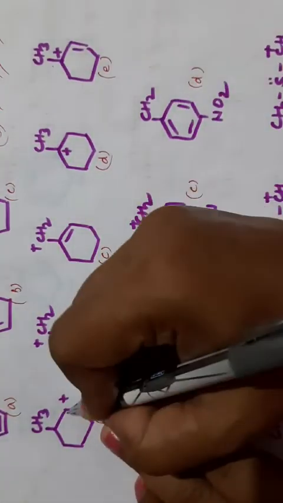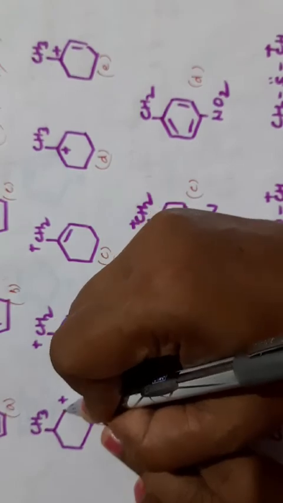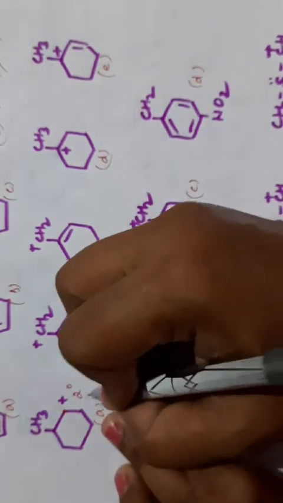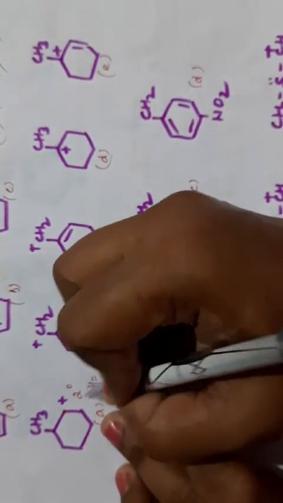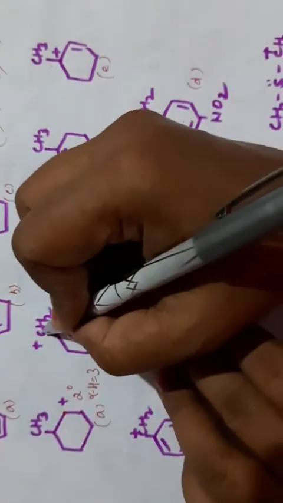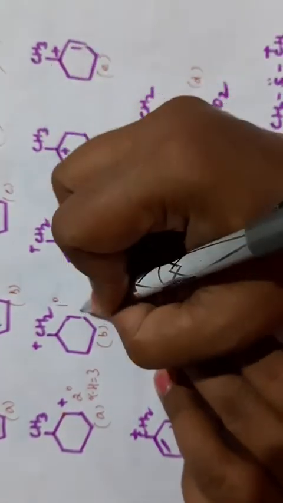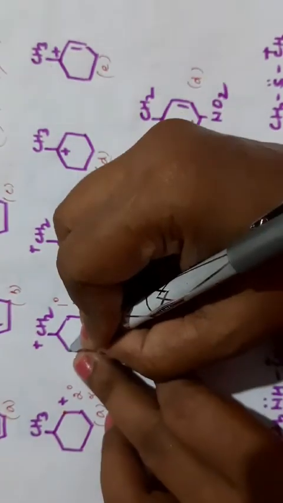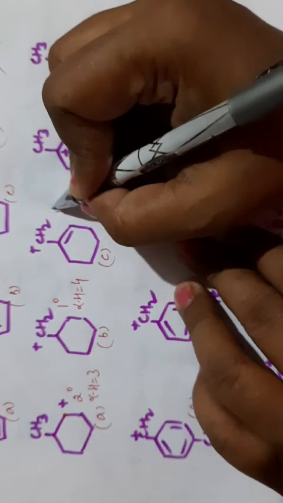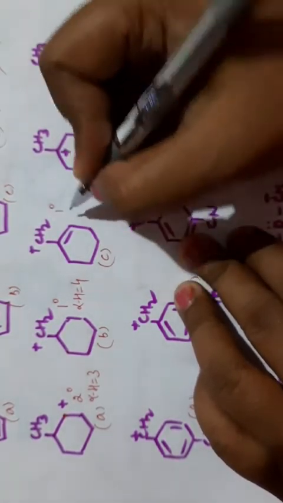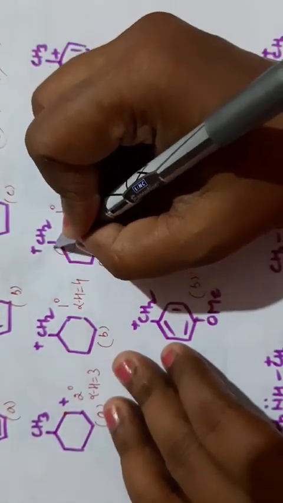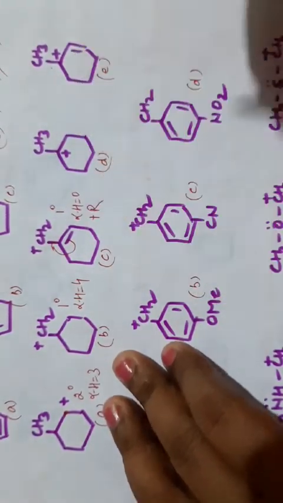Coming to the next one, here you can see this is a positive charge, this is a 2-degree carbocation, and the alpha hydrogens you can count: 2 plus 1, 3. Here this is a 1-degree carbocation, alpha hydrogens are 2 plus 2, 4. Here it is 1 degree and there are no alpha hydrogens, 0, but there is resonance taking place here, so plus R effect is there.